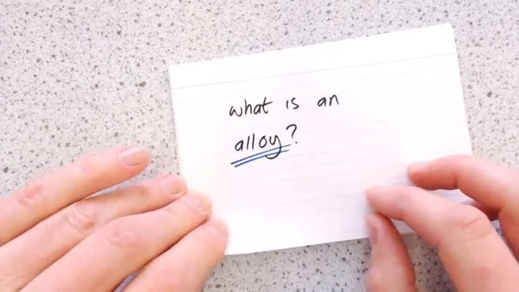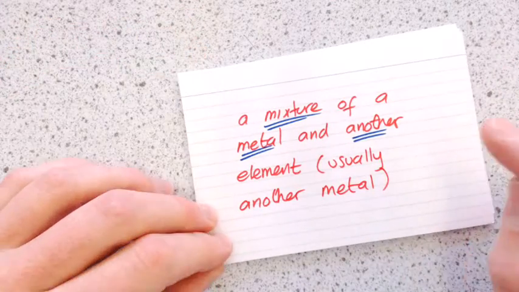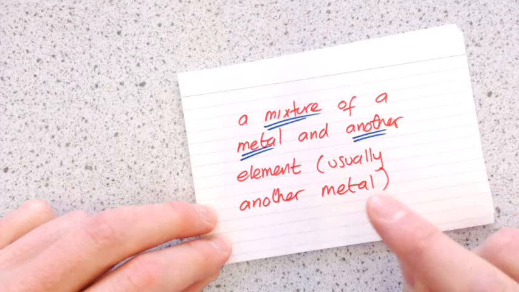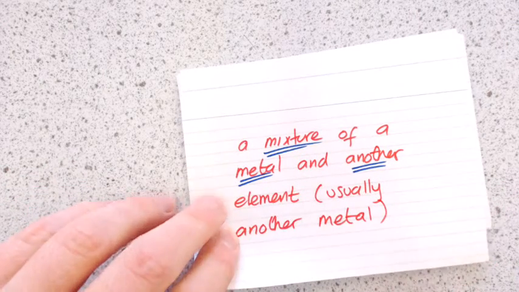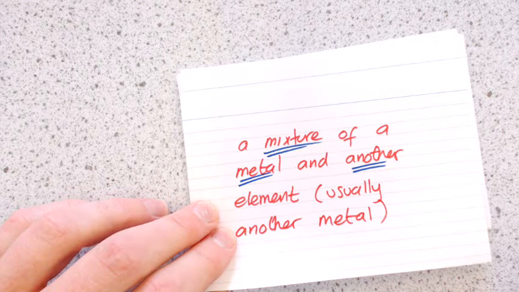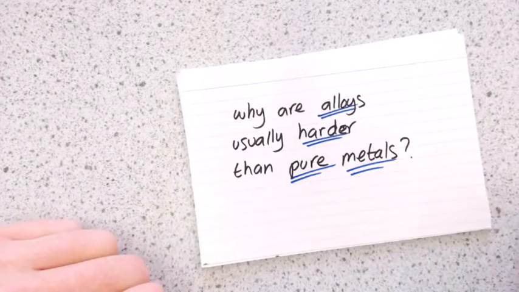Next one. What is an alloy? This is actually from C1, but it's a good reminder. An alloy is a mixture of a metal and another element, and it's usually another metal. So iron and carbon is an alloy called steel. Iron's the metal, the other element is carbon.